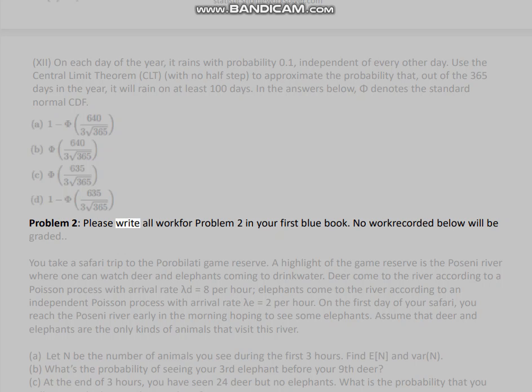Problem 2. Please write all work for Problem 2 in your first blue book. No work recorded below will be graded.